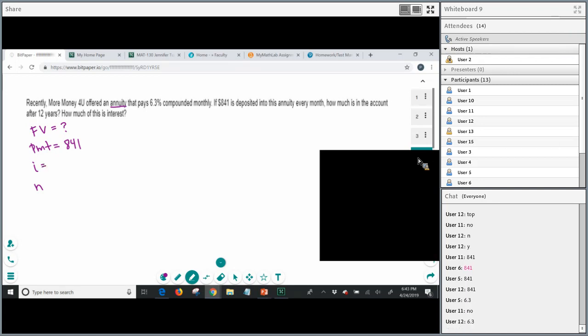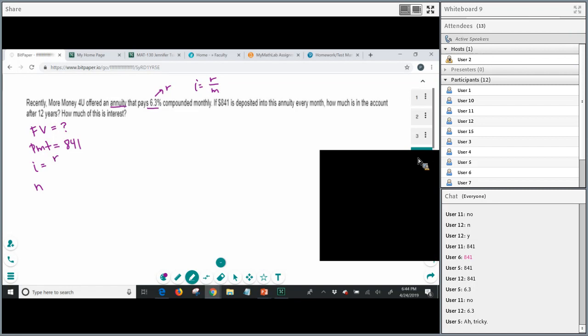How about I? Did they give us I? Good job, Janet. They did not give us I. This 6.3 that you see right here is not I. That is the R. Remember we talked in the very first problem we did today about this formula? I equals R over M. Yes, it's a little tricky, so you've got to be on the lookout for it. It's very tempting to just say, oh, I see an interest rate, I'm just going to plug it in. But you've got to be careful of the words, especially on these word problems. So this is the R.